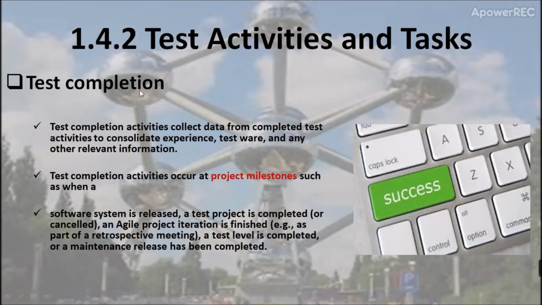Test completion activity collects data from the test activity so that we gain experience from our project. Test completion does not happen only at the end of the project. It happens at project milestones, like when we release our system, when the project is completed or cancelled, when a project iteration is finished, when a test level is completed, or when a maintenance release has been completed. So this completion happens many times in our project.